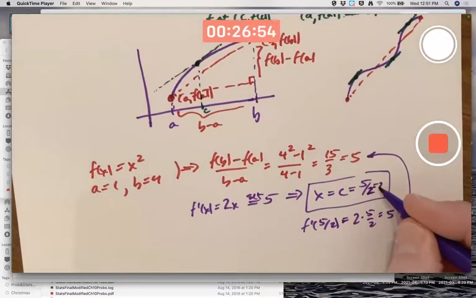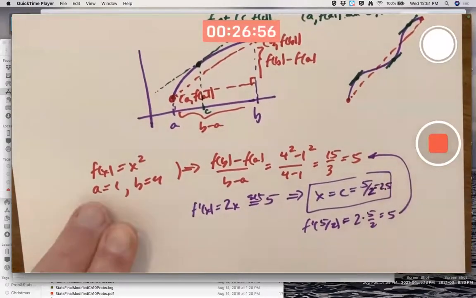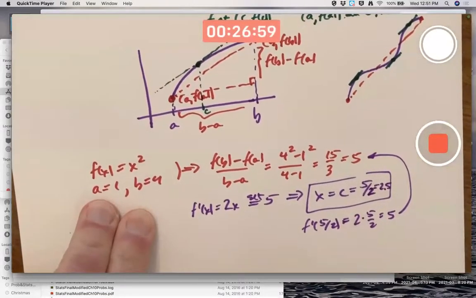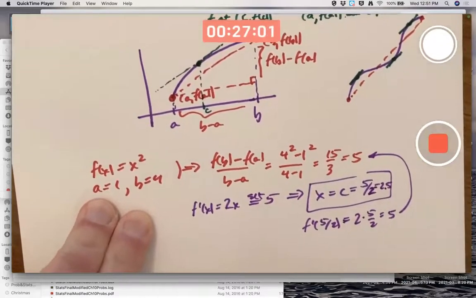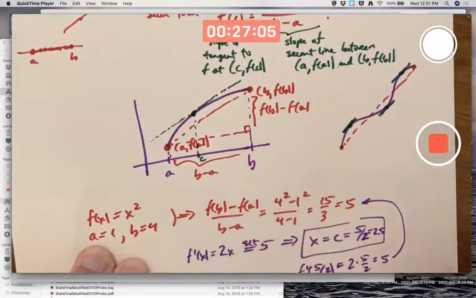5 halves is 2.5. This number does happen to be halfway between a and b. It's the average of a and b. When you've got a quadratic, that'll be the case. But the c will not always be halfway between. You can see in this picture, it's not halfway between a and b.